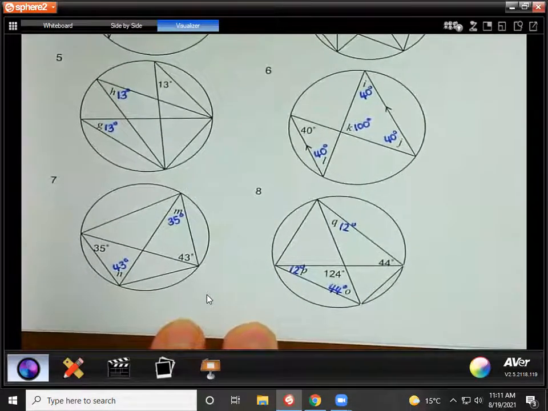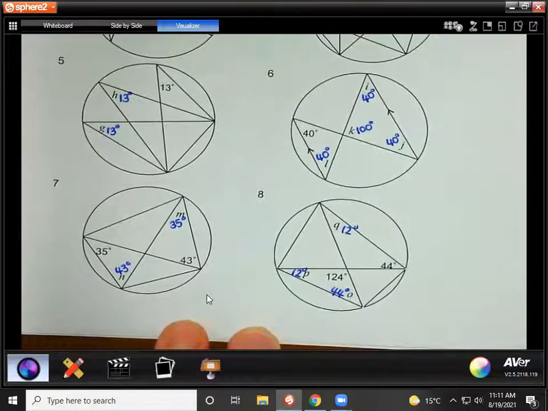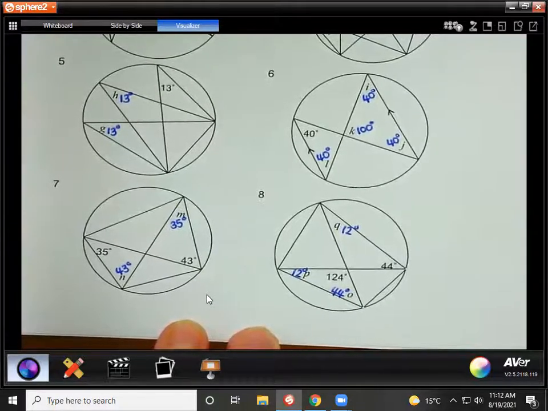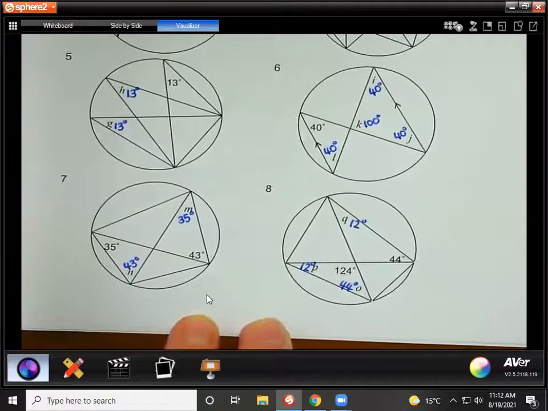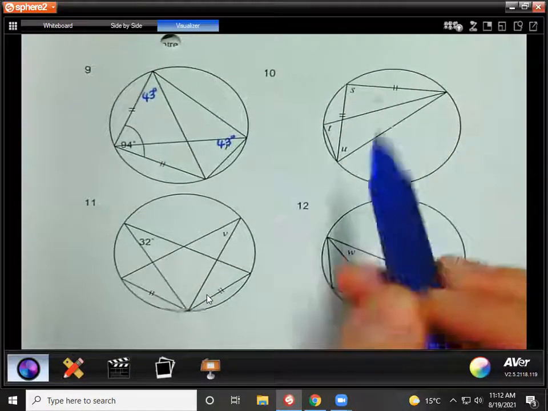Let me know if you have any questions on these ones. We still do have to look at 9 to 12 on the next page. The other half of the page, rather. All fine? All right, I haven't finished actually. So number 9 is over there. And then I'll just do 10 to 12 with you.